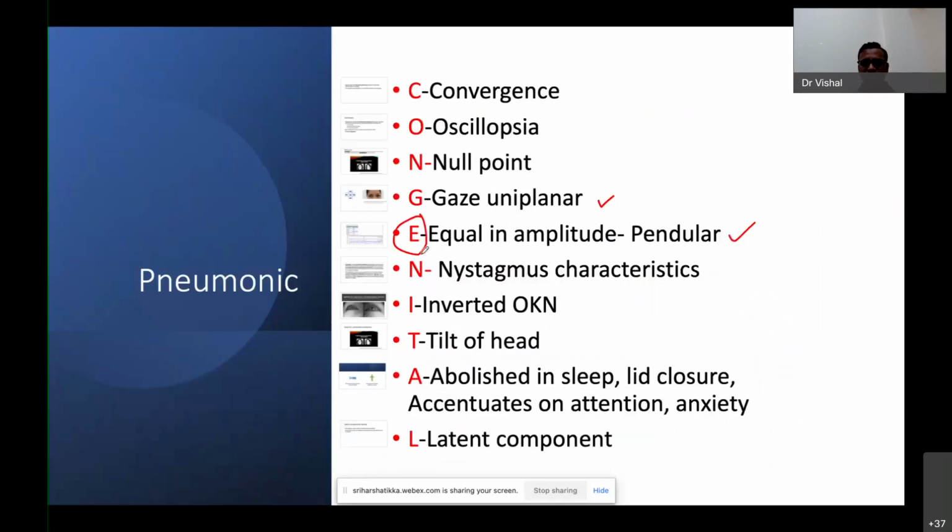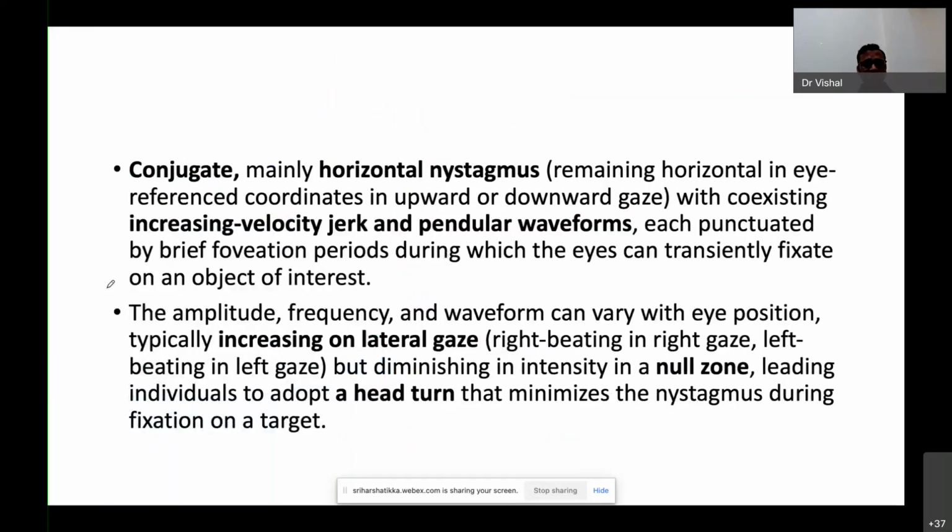So then come some nystagmus characteristics which we have already discussed, but I will just mention them. These are conjugate eye movements. Usually it is horizontal, but sometimes it can be an upbeating or downbeating variety of congenital nystagmus, very rarely. And there is usually an increasing velocity jerk, as I have mentioned.